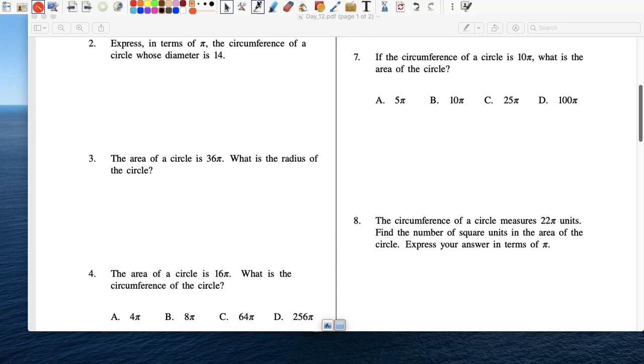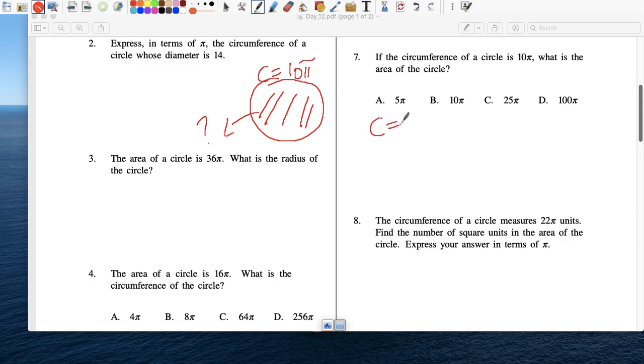So we have a circle, and they tell you that the circumference, if you take a lap around this circle, is 10 pi. What's the area inside? So C equals pi d. I can't use the area formula yet because I don't have the diameter or radius. The only information I have is about the circumference, so I'm going to use the circumference formula.